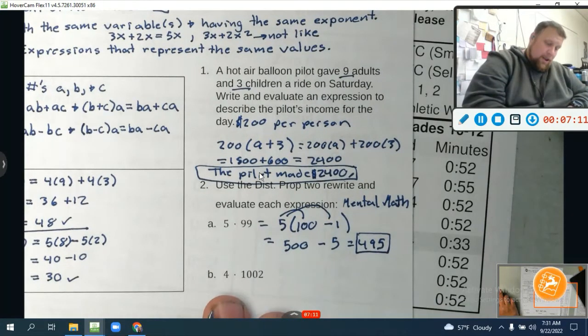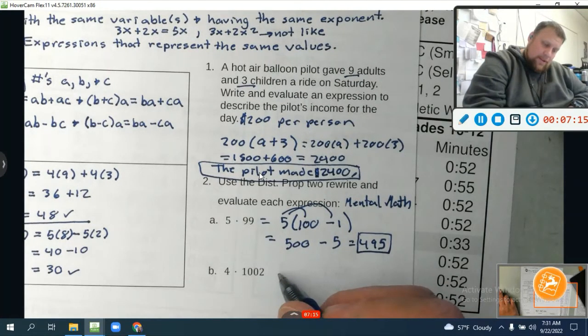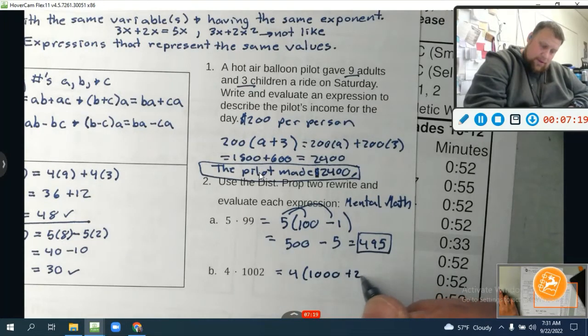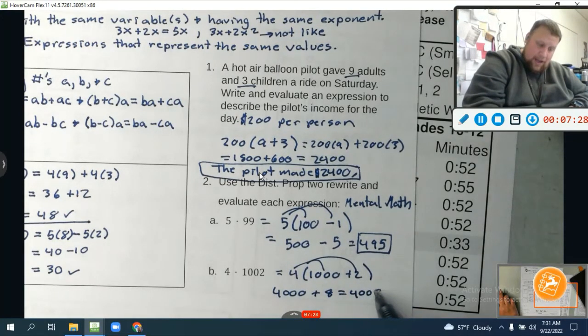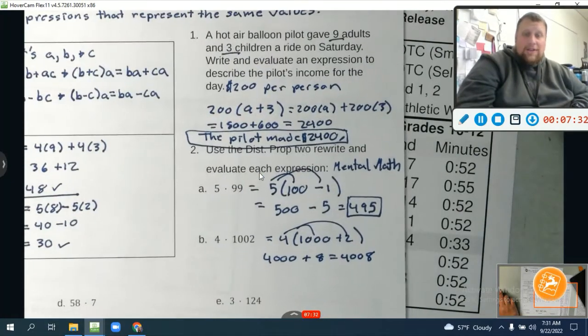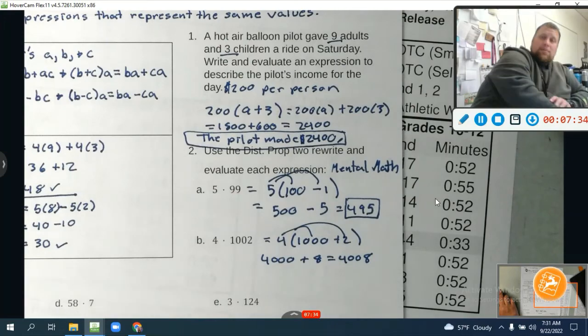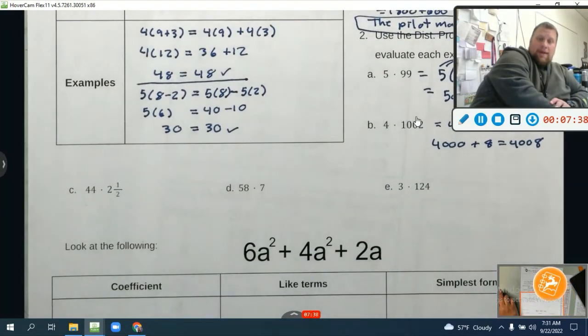How about this one right here? Now, that 2 is closer to 1,000, so I'm actually going to separate this to be 4 times 1,000 plus 2. Because check this out. What's 4 times 1,000? It's 4,000. You can do that in your head. What's 4 times 2? It's 8. 4,000 plus 8 equals 4,008. That's how I do that in my head. I do this all the time. I always separate the numbers and ask you guys to multiply separately then add together. Some of you will remember me doing that.